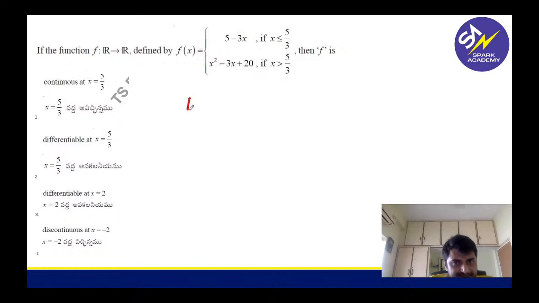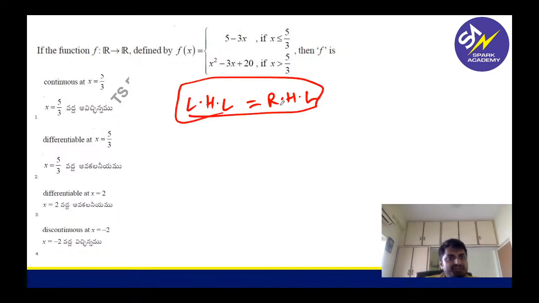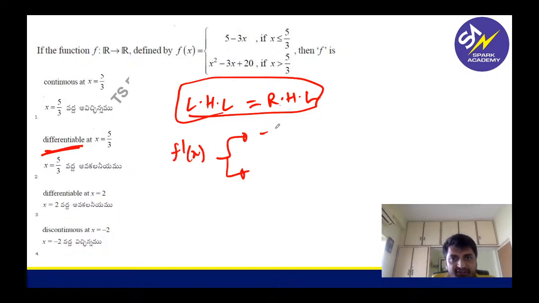Left hand limit should be equal to right hand limit, right? You have to check that case. For differentiability, what should we do? You have to differentiate, right? How do you differentiate? Derivative of -3x is -3. This is 2x minus 3. Correct? Now check, guys. What else did he ask actually?